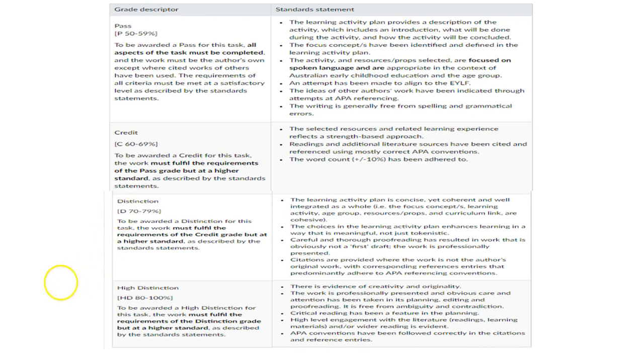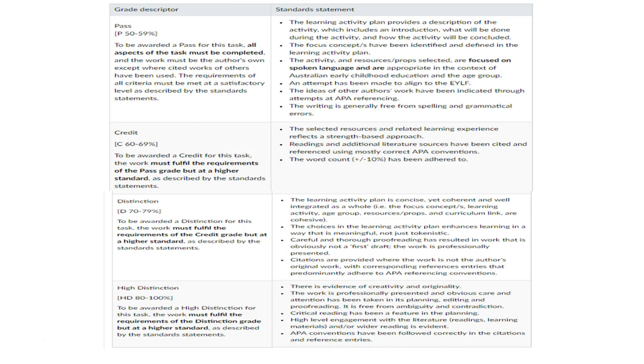Then as we move to the credit, you can just see that we're looking for a little bit more. So we're looking for a strength-based approach. We're looking for readings and additional literature. We're looking to make sure you've adhered to the word count, even though we'd be looking for that in your pass as well. And we're looking to make sure that you've mostly got your correct APA conventions going in your credit descriptor.